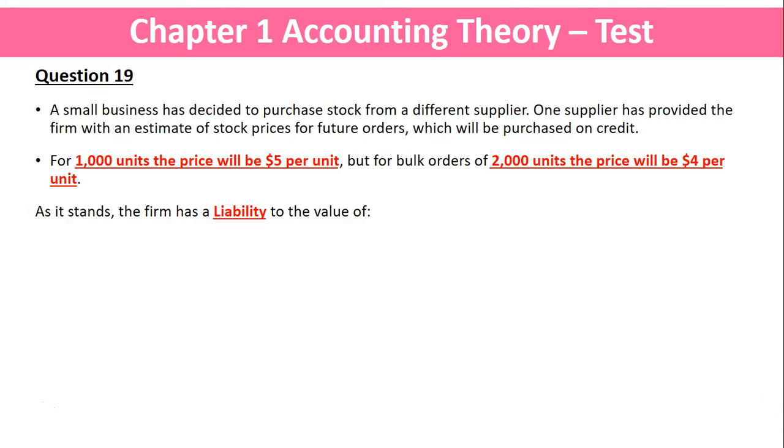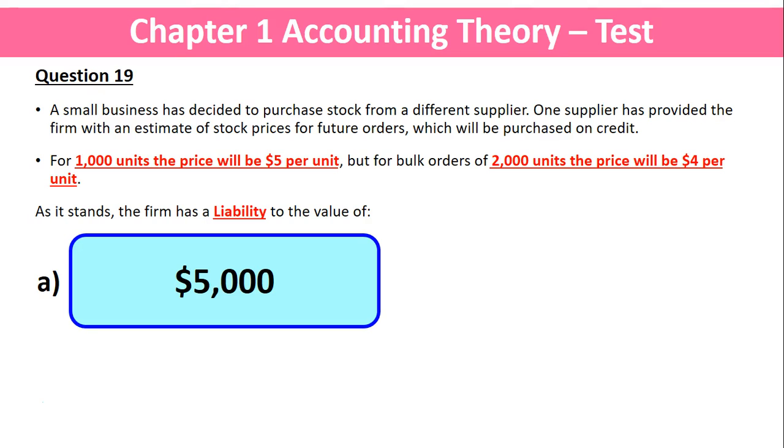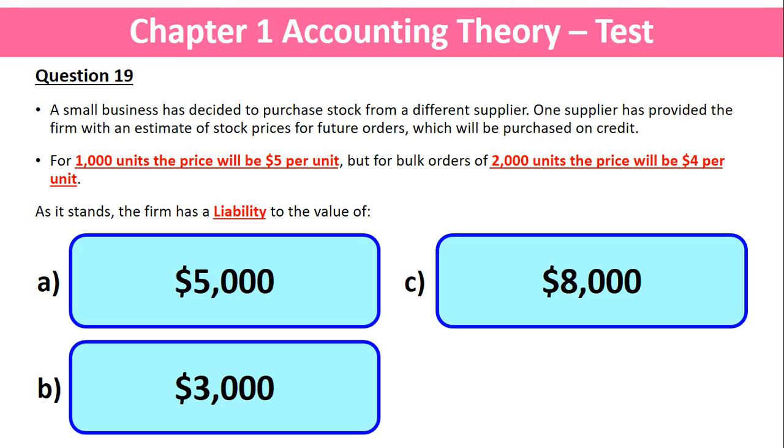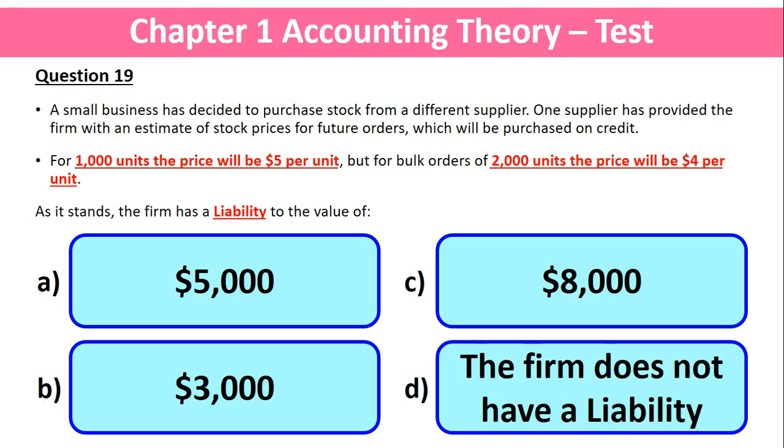As it stands, the firm has a liability to the value of A, $5,000, B, $3,000, C, $8,000, or D, the firm does not have a liability at all.